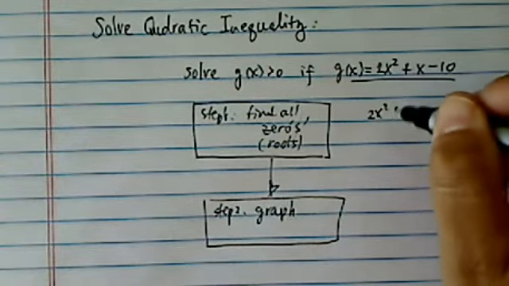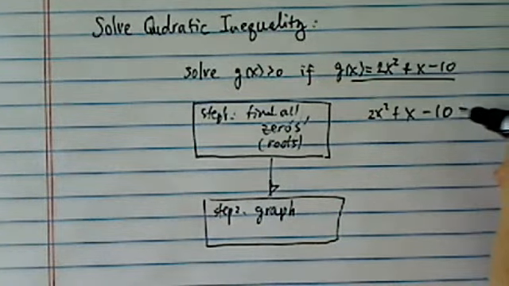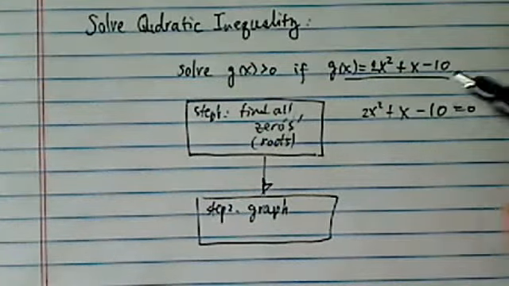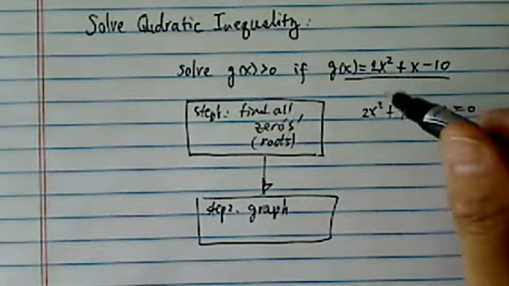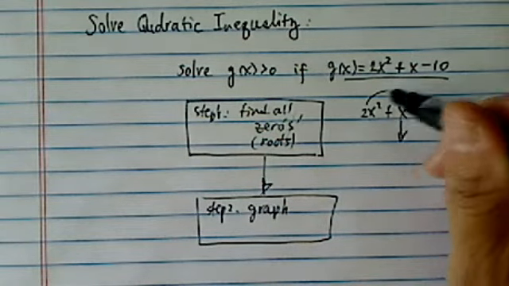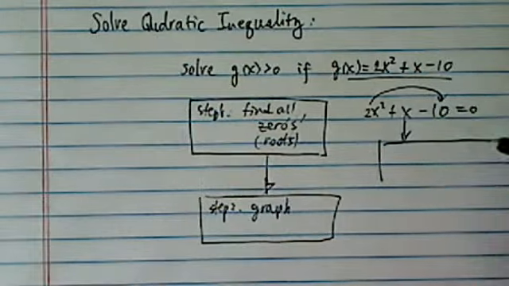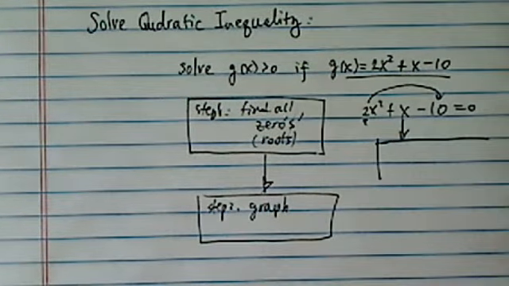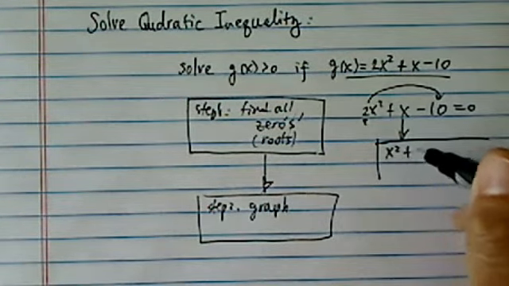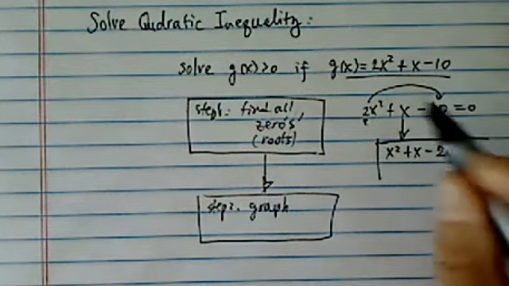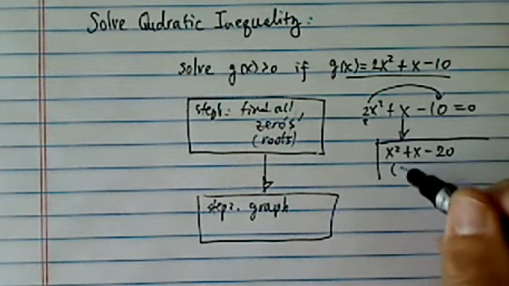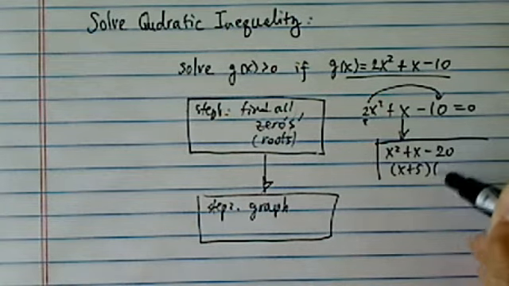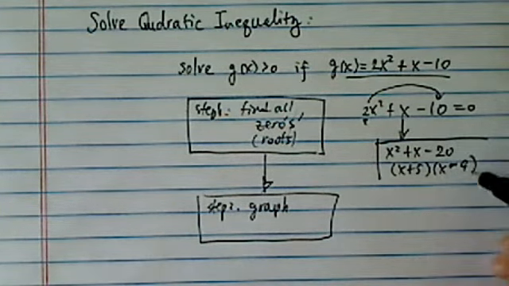I have 2x squared plus x minus 10. I need to set this equal to 0 so I can solve for it. Now, you can factor this one, or you can use the quadratic formula. The quadratic formula is straightforward. What I want to do here is show you a little trick. If you want to factor a quadratic with a coefficient that's not 1, you can factor a fake one by multiplying the coefficient with the constant, and you factor this as x plus 5, x minus 4. This is pretty easy.